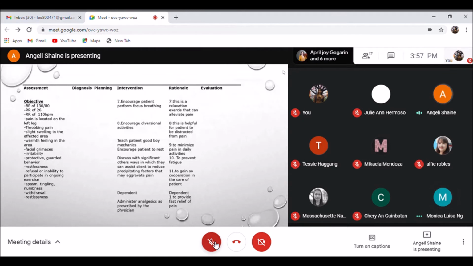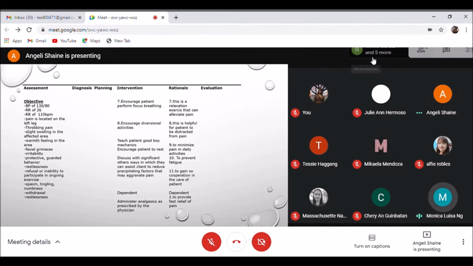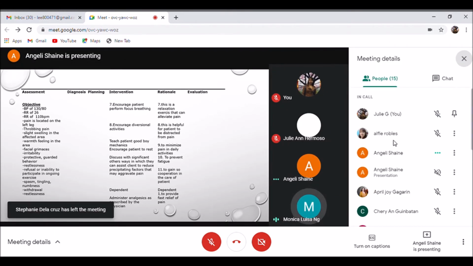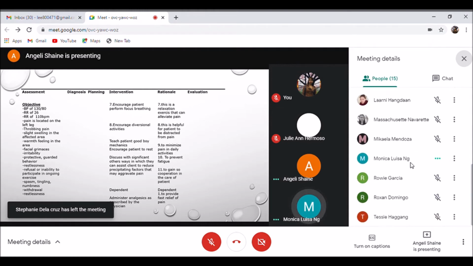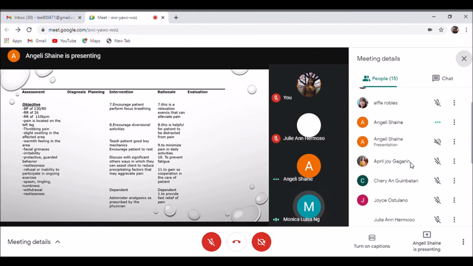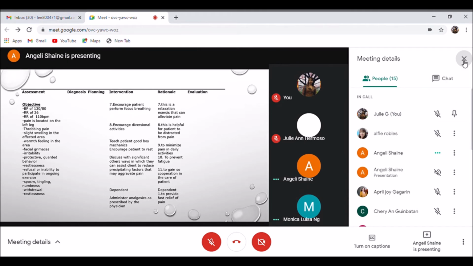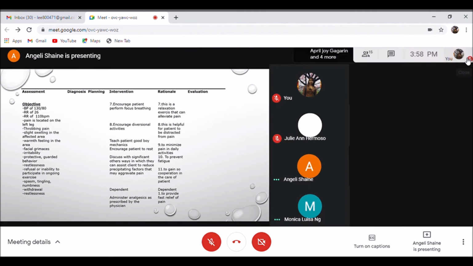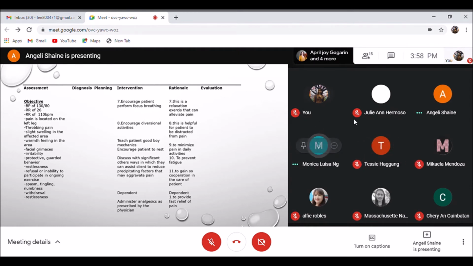Next, number 7. Encourage patient to perform focused breathing. The rationale behind this is a relaxation exercise that can alleviate pain. Number 8, encourage diversional activities. This is helpful for the patient to be distracted from pain. Number 9, teach patient good body mechanics, to minimize pain in daily activities is the rationale.